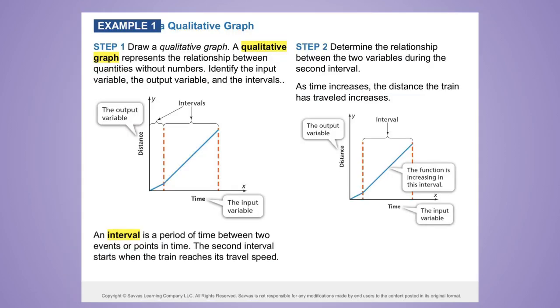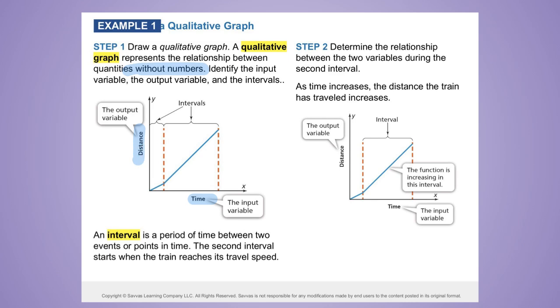All right, so this is still example 1, and the first thing we need to know is what is a qualitative graph? Well, a qualitative graph represents the relationship between quantities when you don't use numbers. You just talk about intervals and what's happening in the intervals. So in our graph, we have the time the train is going and the distance it's going.